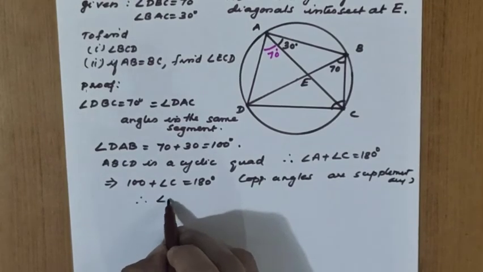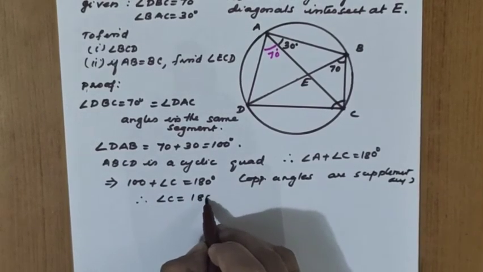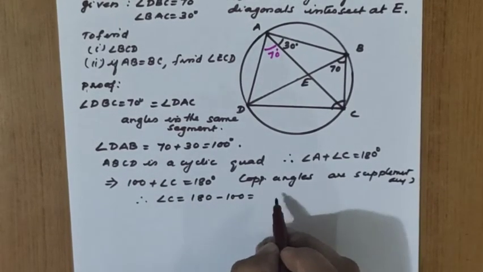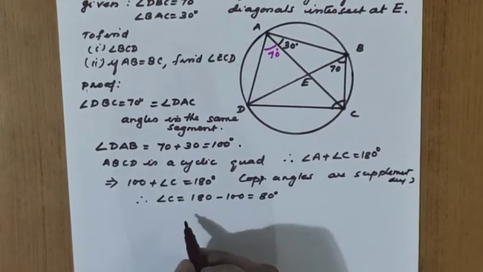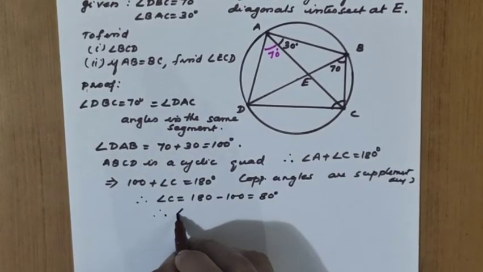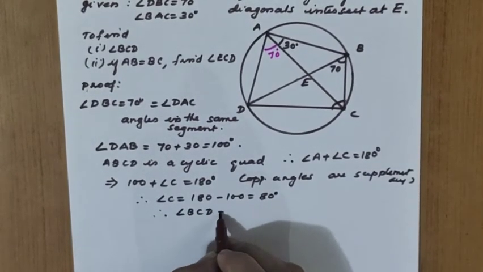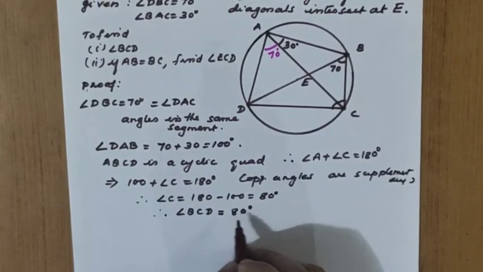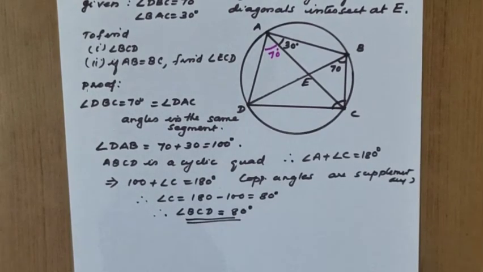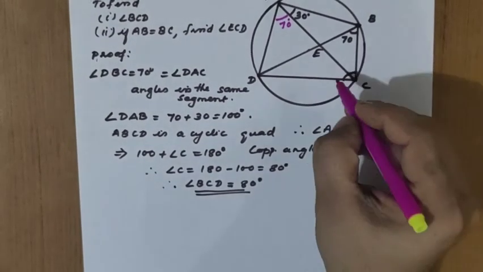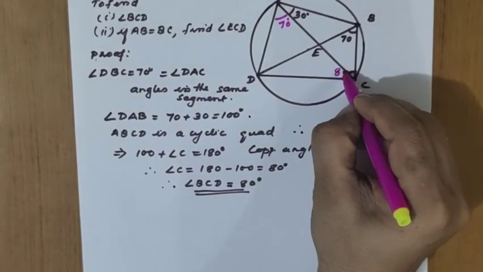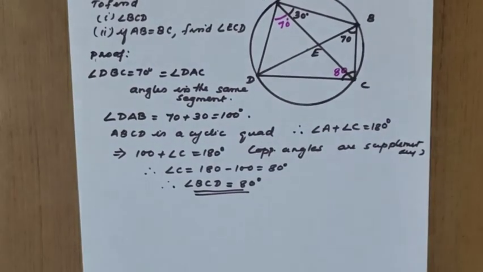Therefore, angle C is equal to 180 minus 100, which is equal to 80 degrees. Or we can say that angle BCD is equal to 80 degrees. So the first part we got, we are underlining the answer, angle BCD. Now what is the second part? Here in the question I will write 80 degrees. The complete angle is 80 degrees, right?